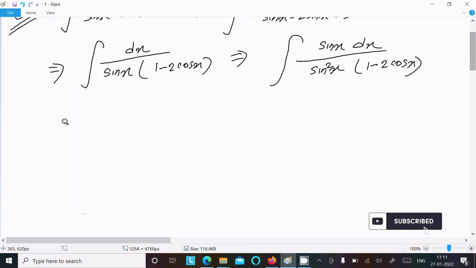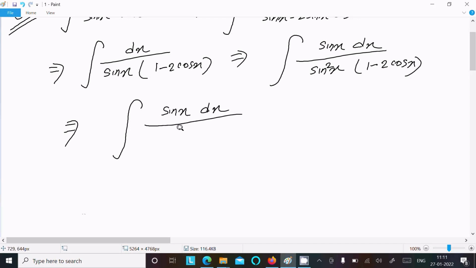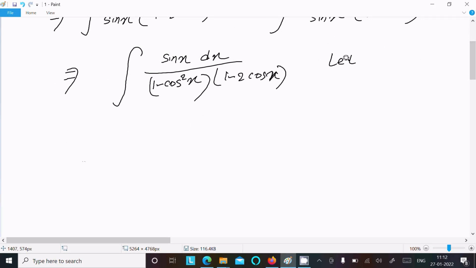After that, the next is the integral of sin x dx, and in the denominator sin square x we can write as 1 minus cos square x, and this is now times 1 minus 2 cos x. Now let's assume z equal to cos x, then dz equal to minus sin x dx, or we can write minus dz equal to sin x dx.